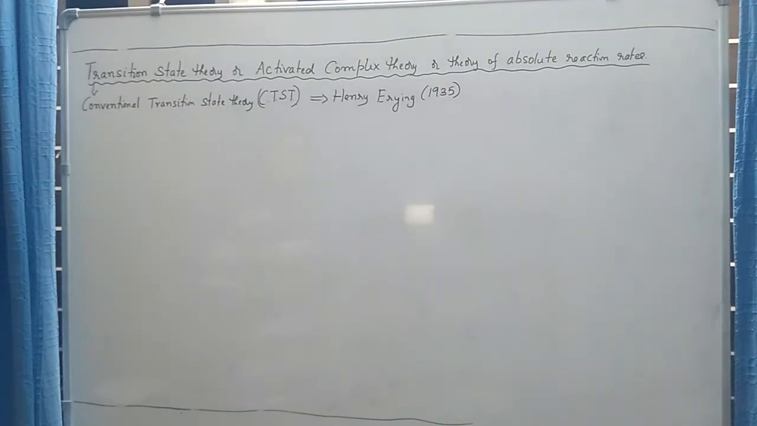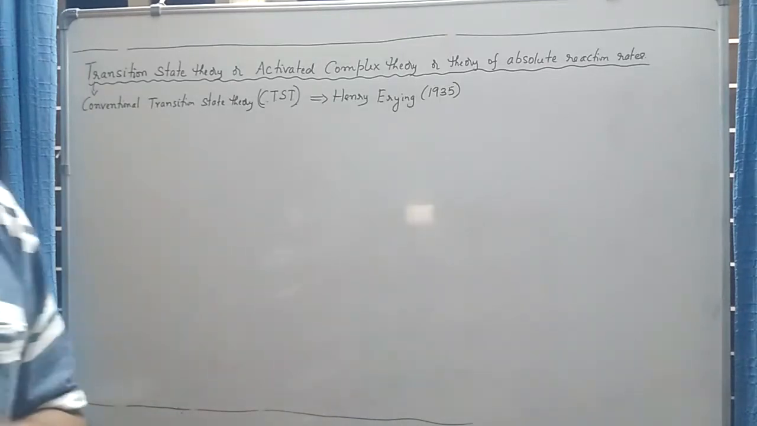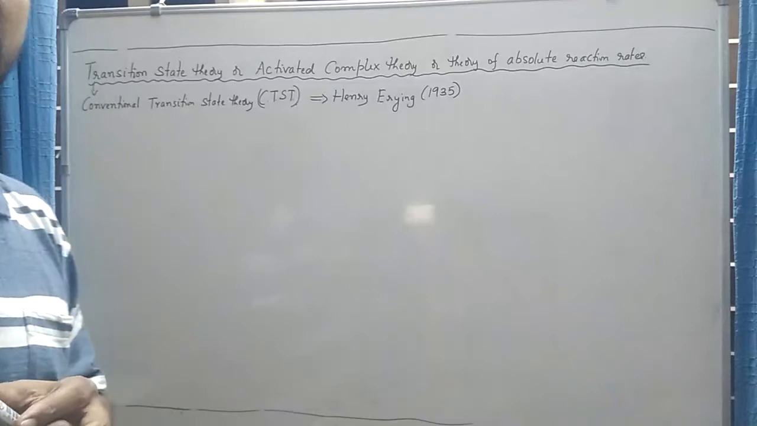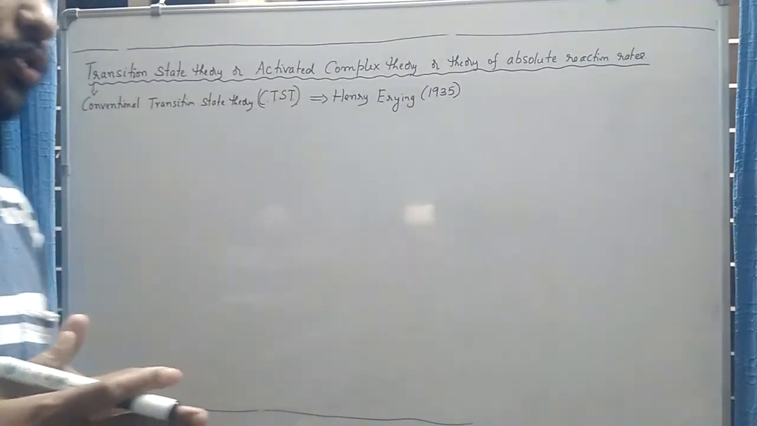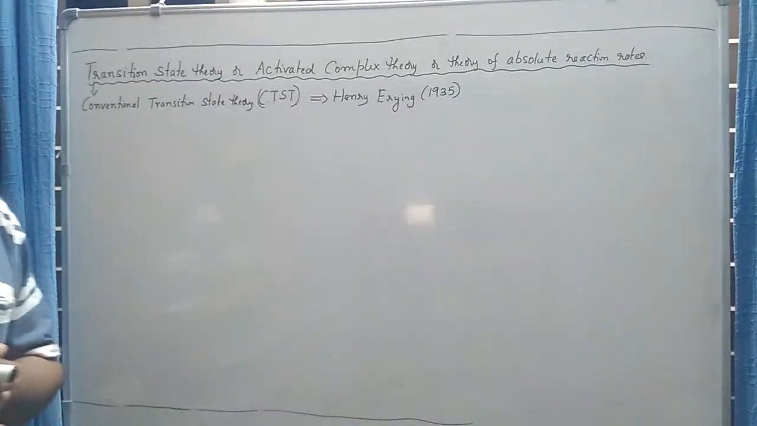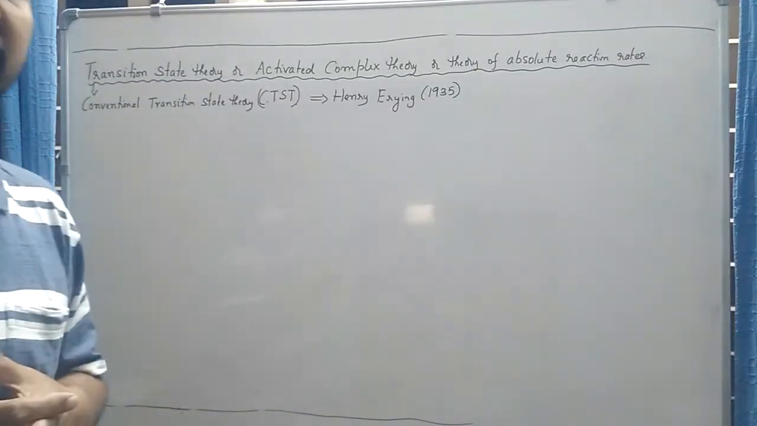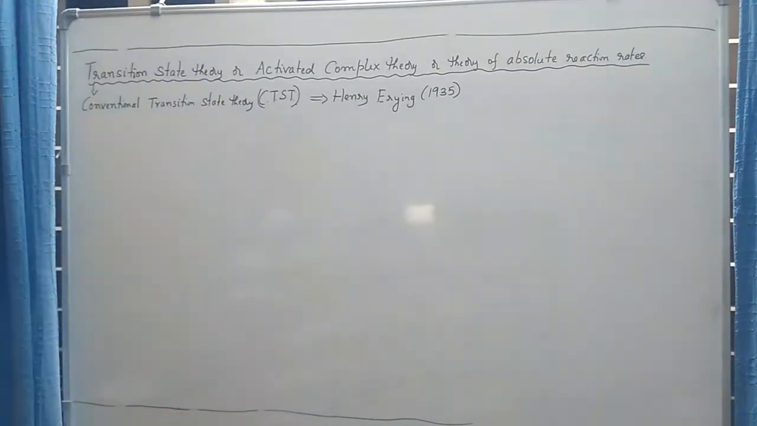In the earlier theories of reaction kinetics that we discussed, that is collision theory or Arrhenius theory, the collision of the reactant molecules was considered as one of the important factors that decides the rate of the reaction. However, in this theory, the collision is not considered as the important or deciding factor which controls the rate of the reaction. Here, the emphasis is on a species which is rather a hypothetical species called the activated complex.